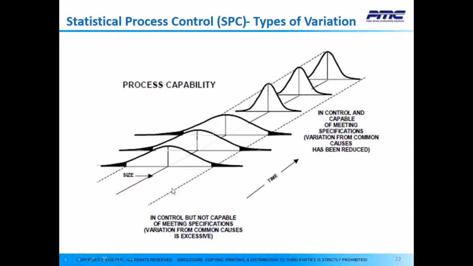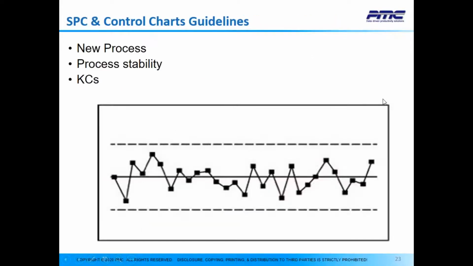And the reason I'm saying that is that these dotted lines here are representing spec limits, not the control limits. Since in my distribution I actually have data points that are outside my spec limits, that's why I call them not capable.